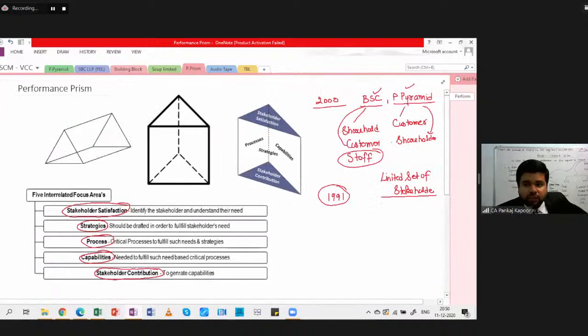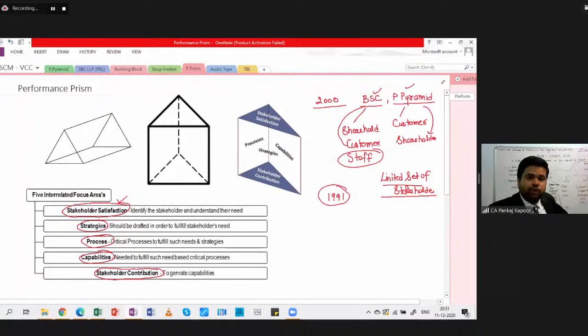So there was a limitation of the balanced scorecard and performance pyramid, that they deal with a limited set of stakeholders, not with all the stakeholders. Hence, we need a model which can deal with all the stakeholders. So that's why Neely and Adams suggested the performance prism. This says that the prism has 5 sides. And each of the sides is represented by these things.